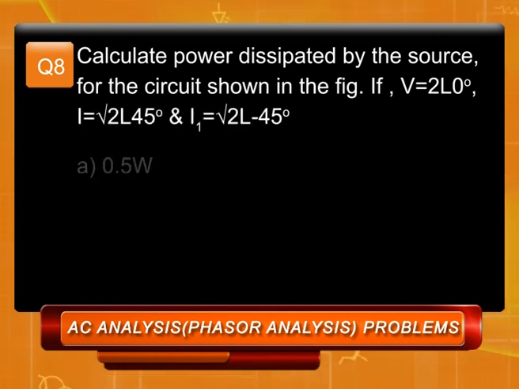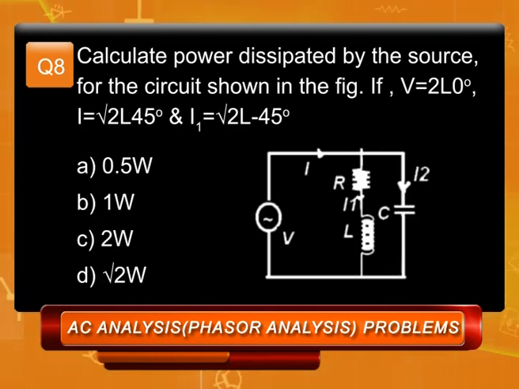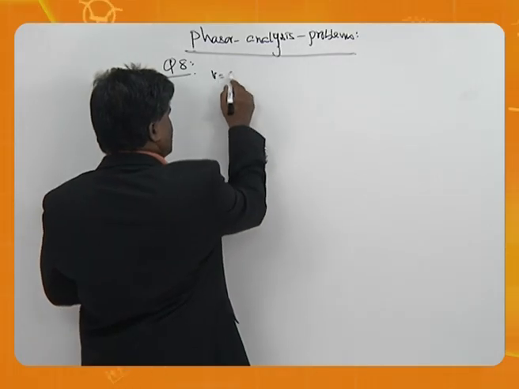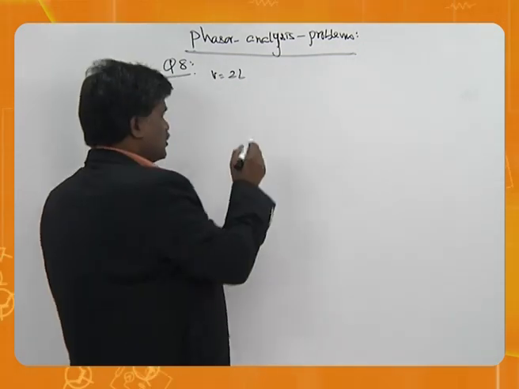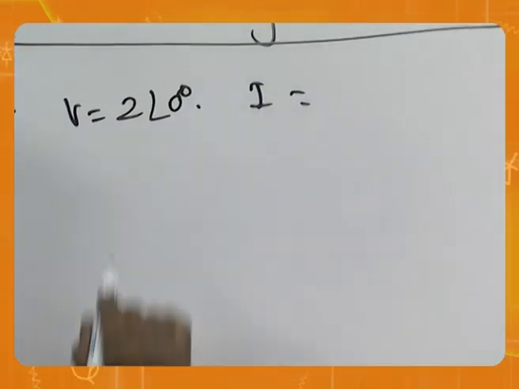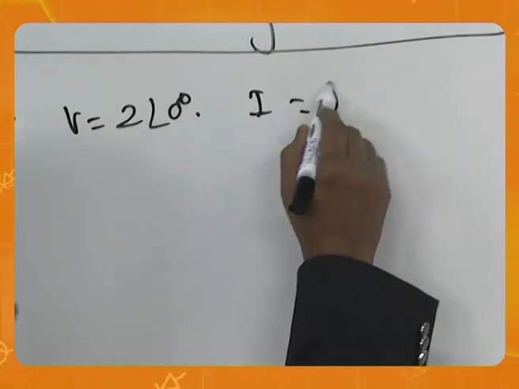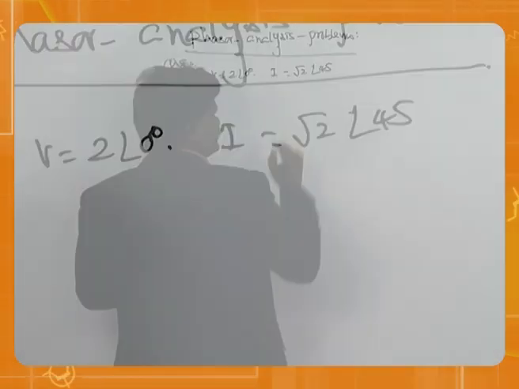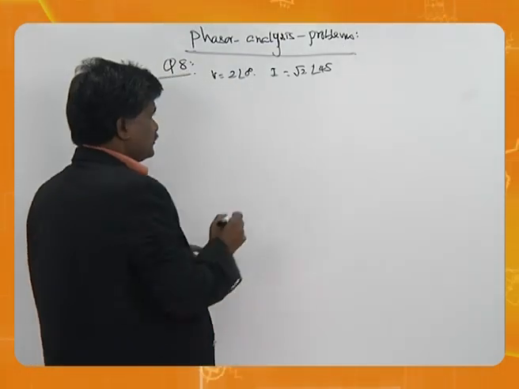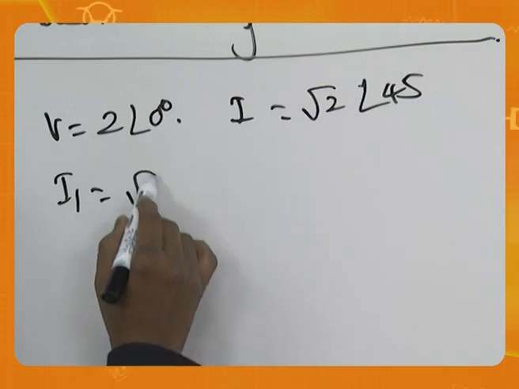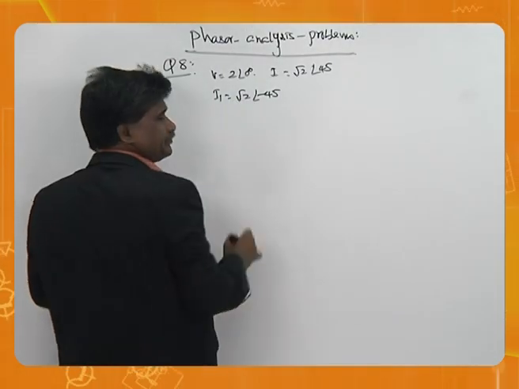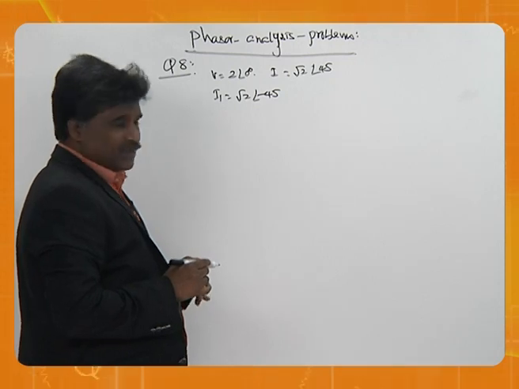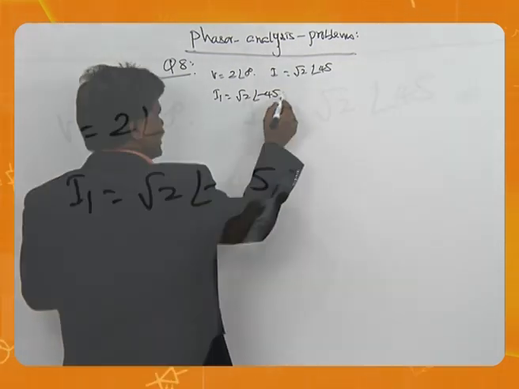Question number 8. Calculate power dissipated by the source for the circuit shown in figure. V is given as 2 angle 0, I is given as root 2 angle 45. I1 is given as root 2 angle minus 45. But the question is not I2, the question is to calculate power.